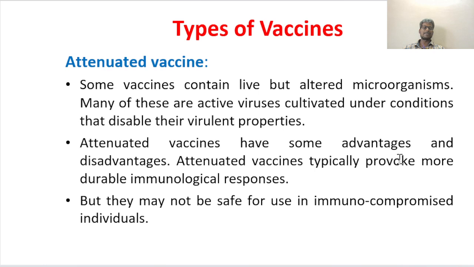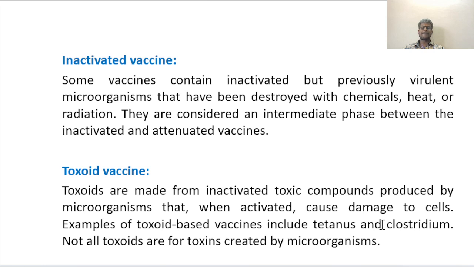Attenuated vaccines have some advantages and disadvantages. They typically provoke a more durable immunological response when compared to other types of vaccines, but they may not be safe for use in immunocompromised individual animals. The second one is the inactivated vaccine. Some vaccines contain inactivated but previously virulent microorganisms that have been destroyed with chemicals, heat or radiation. They are considered an intermediate phase between inactivated and attenuated vaccines.